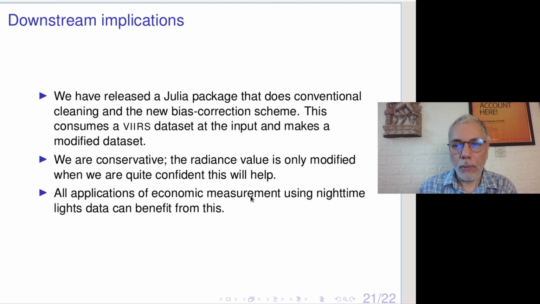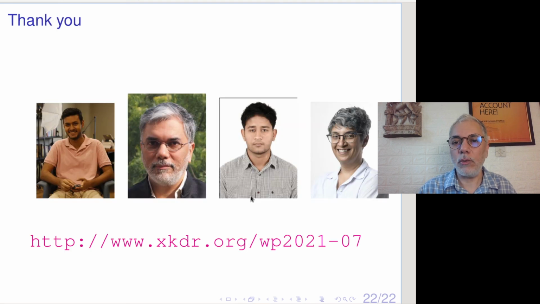As I said, we're not perfect, we're conservative. We modify radiance values only when we're quite confident this will help. We think the bias corrected data is Pareto superior compared to the conventionally cleaned data. And so all users of economic measurement using nighttime lights data will benefit from this work.